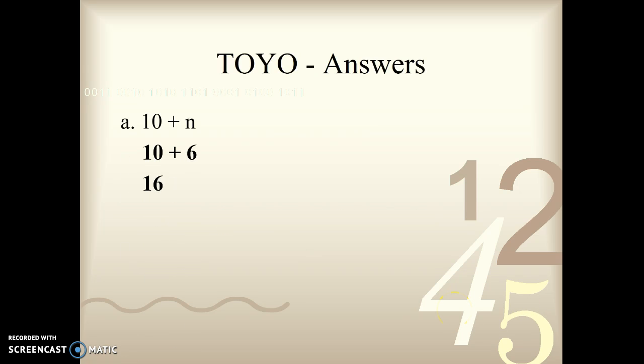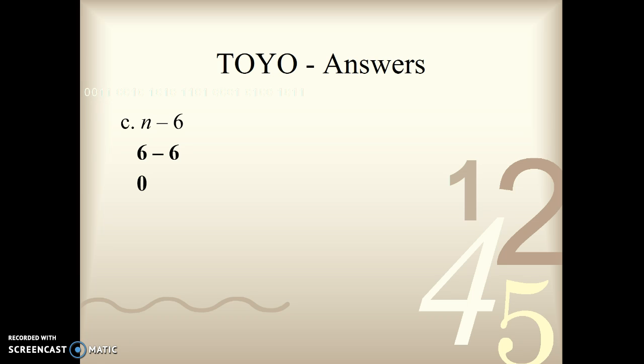All right, let's look at some answers. So letter A, you were asked to find the value of the algebraic expression 10 plus n when n equals 6. So we have our first line, 10 plus n. Our second line, we substitute in 6. And of course, the answer is 16. Okay, letter B, n is still 6 for this whole page. So we have 15 minus n. We substitute on the second line, 15 minus 6, and our answer is 9.